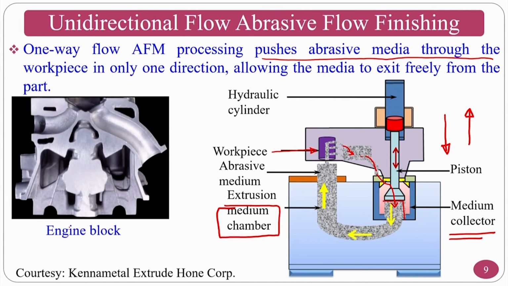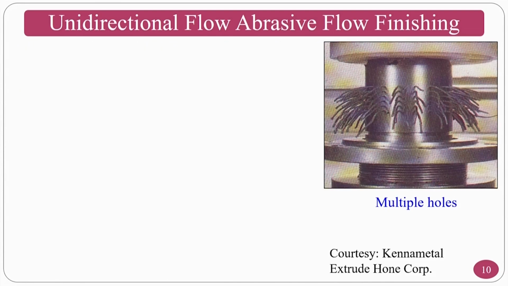The workpieces that are finished by using this particular process are things like engine blocks. Whenever you have this type of block which is complicated to finish, you just connect it with the proper tooling and then finish it. You can see the unfinished one and the finished one here. At the same time, you can finish any type of complex surfaces using the one-way abrasive flow finishing process, or unidirectional finishing process.